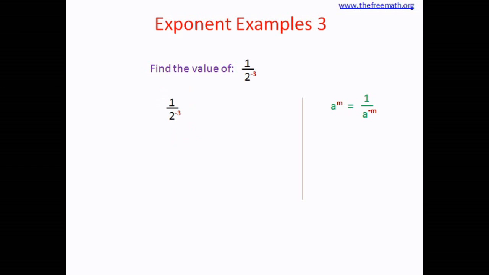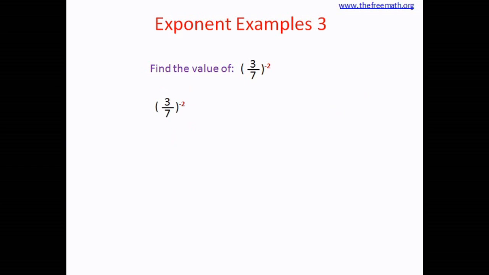So 1 over 2 to the power of negative 3 equals 2 to the power of 3, or 2 cubed. 2 2s are 4 and 4 2s are 8. So this equals 8. So the answer is 8. Let's look at the next problem. Find the value of 3 over 7 to the power of negative 2.